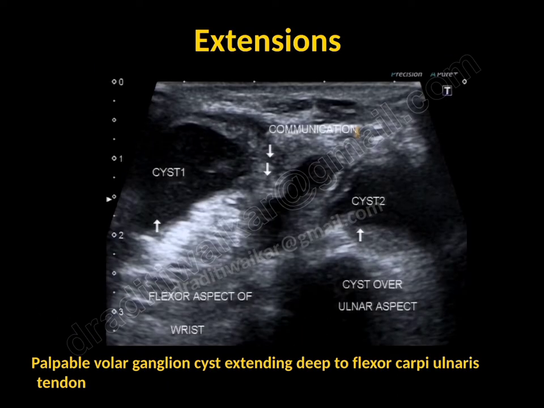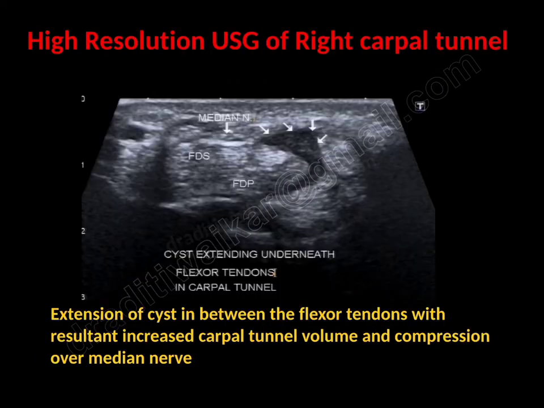On going further distally, what we could find was there was a communication of this cyst with another similar thick-walled cystic lesion which was located deep to the flexor carpi ulnaris tendon. Now the most important point was this second extension was not seen physically. On going further distally into the carpal tunnel, this cyst was insinuating between the flexor tendons with resultant increase in carpal tunnel volume and mild compression over the median nerve.